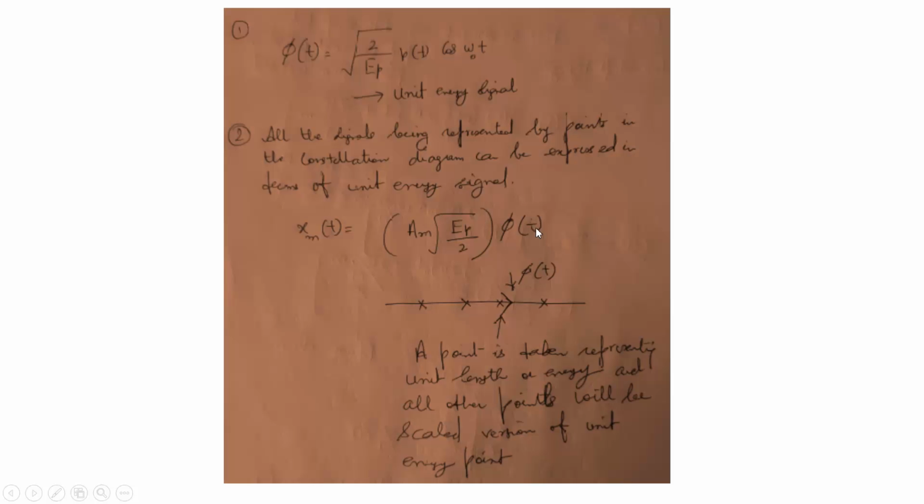I'm using only one basis function because it is a one-dimensional modulation technique, and this is my phi t, and I will be able to express all the other signals in terms of this phi t. A point is taken representing unit length or energy, that point from the origin, and all the points will be scaled versions of the unit energy point, right?